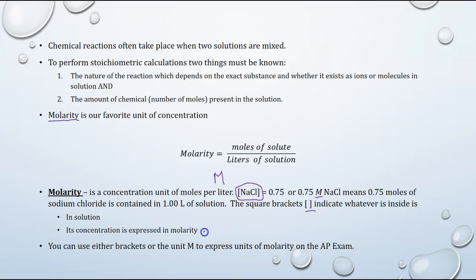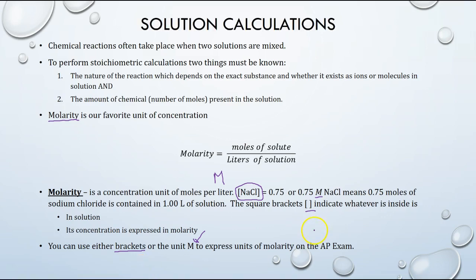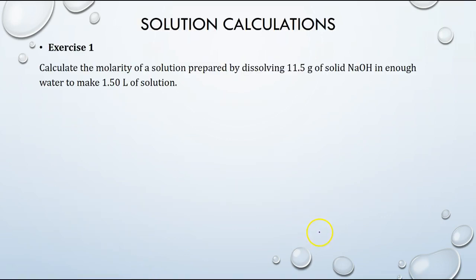We use molarity when we're just doing regular old stoichiometry. We use brackets in other places at other times that you'll see. Okay? So, calculations. Calculate the molarity of a solution prepared by dissolving 1.15 grams of sodium hydroxide in enough water to make 1.5 liters of solution. So the first thing we have to do is where we always have to start. We always have to start with 1.15 grams of NaOH, okay? But before we can get molarity, which is what we're looking for, we have to have moles.